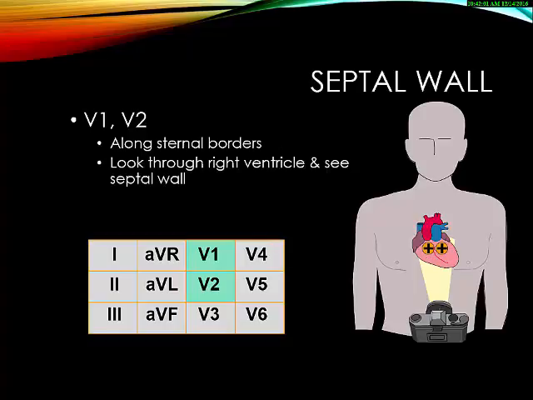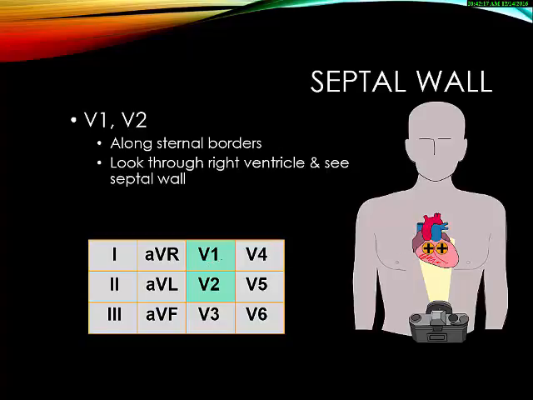12-lead ECGs don't look at the right side of the heart, and the reason they don't look at the right side of the heart is because most of the important stuff we need comes from the left side of the heart. There is a way to do a right-sided ECG, which is not going to be covered in this discussion, but for the most part, we're looking at the left side.